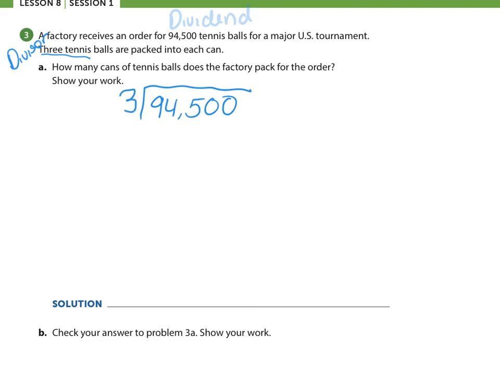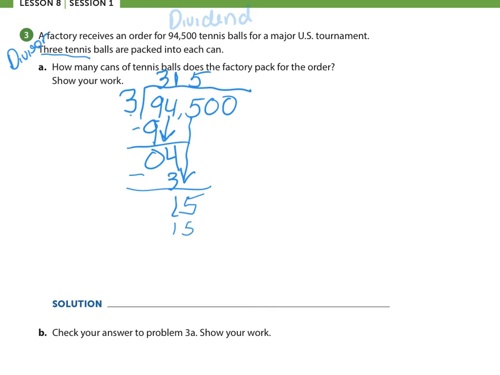So how many groups of 3 are in 9? 3. So I'm going to do 3 times 3 is 9. And subtract, bring down my next digit. How many times does 3 go into 4? 1. 3 times 1. Okay, so I'm going to bring down my 4, which I got here. We said 3 times 1 is 3. Subtract, I have 1 left over. Bringing down my 5. How many times does 3 go into 15? 5 times. 3 times 5 is 15.